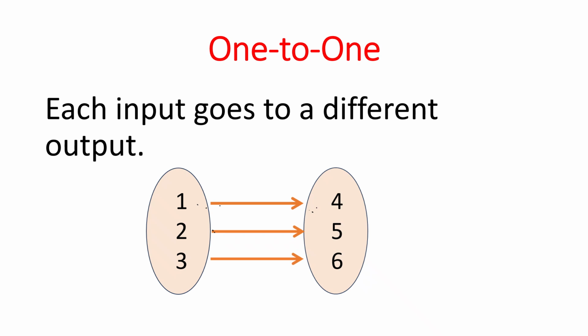But if I map this 2 with the same element 4, then it will be no more one-to-one.